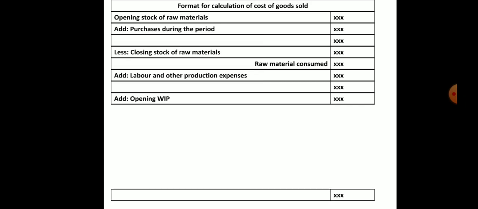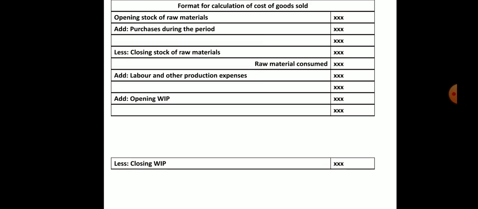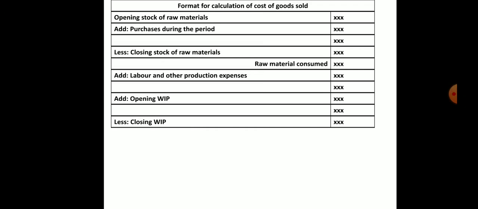Then you have to add opening work in progress. Work in progress means, if you have started to produce the product, it is the next stage, the product has been started to be produced. If you have an opening balance of work in progress, you have to add it, and get the total. And if you minus closing work in progress, you will get cost of production.